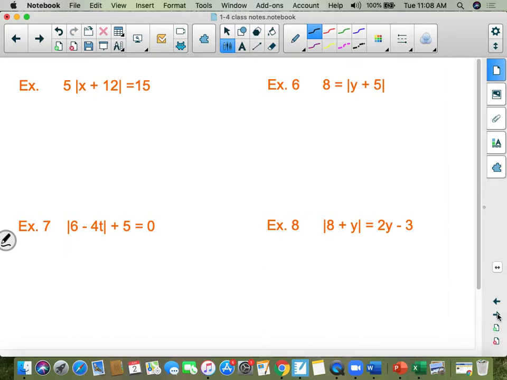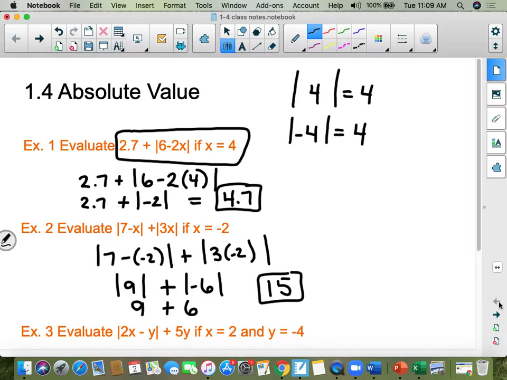How do you do equations using absolute value? So I'm going to write up here, you need 2 equations when you're doing this. Why do you need 2 equations? Go back to this. Because whenever you do absolute value, you usually have 2 answers. You can have a positive 4 or a negative 4.